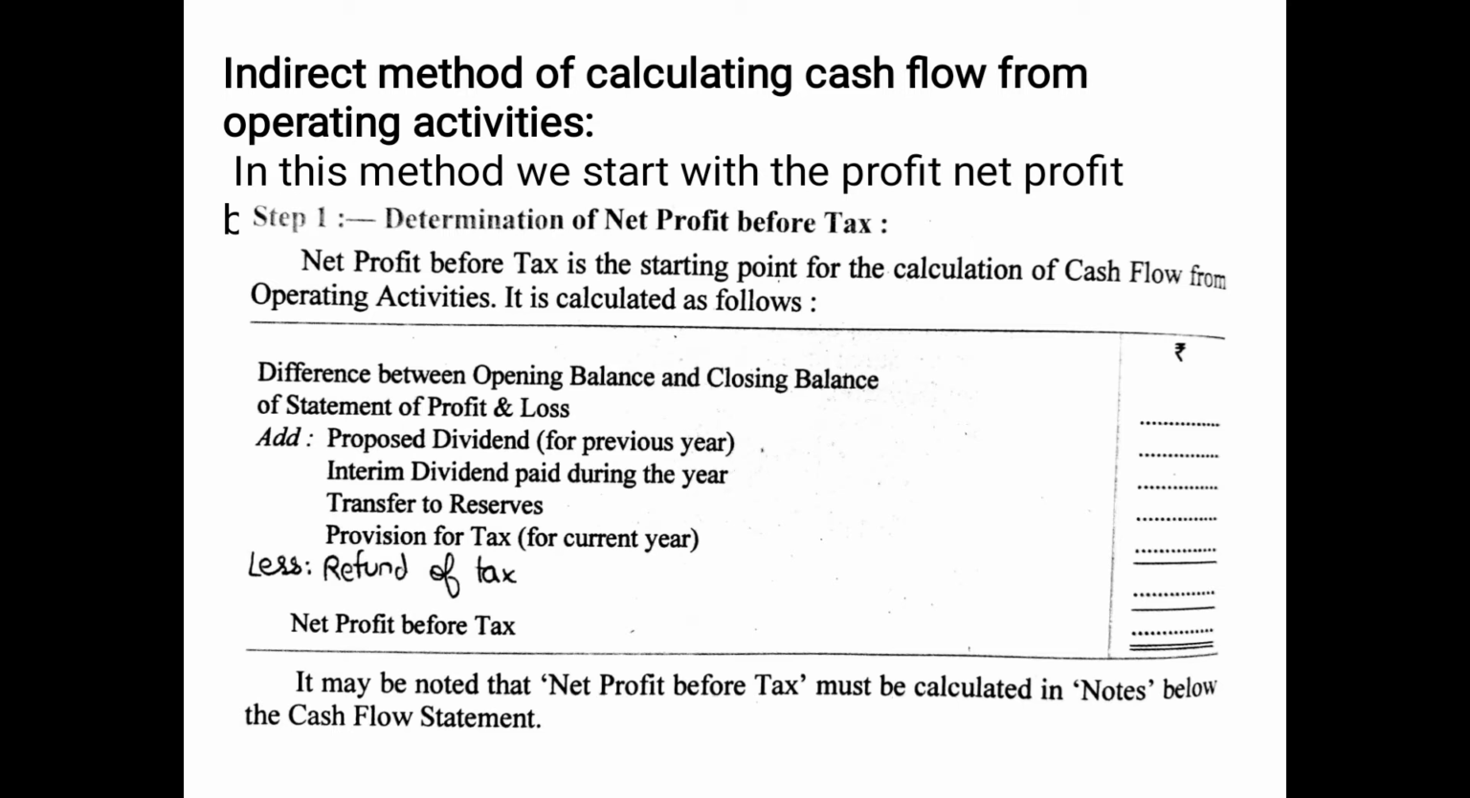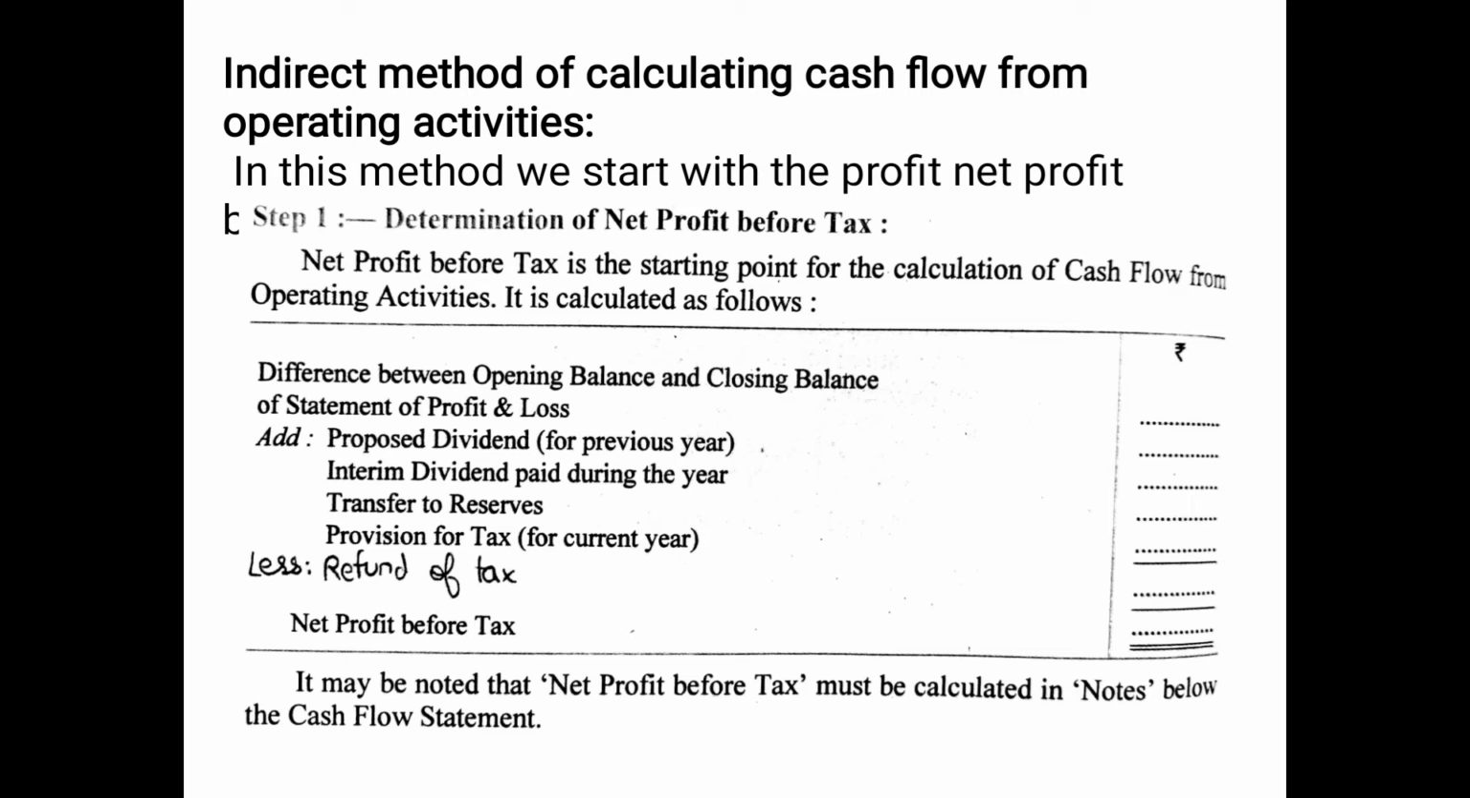In this method we start with the net profit, and which net profit? We have already discussed in the format, net profit before tax. So the very first step while calculating the cash flow from operating activities is the determination of net profit before tax. Again, this is a repetitive point; we have already done this while doing the format, so just for revision's sake. Step 1, determination of net profit before tax. Net profit before tax is the starting point for the calculation of cash flow from operating activities, and it is calculated as follows. This is the pro forma.